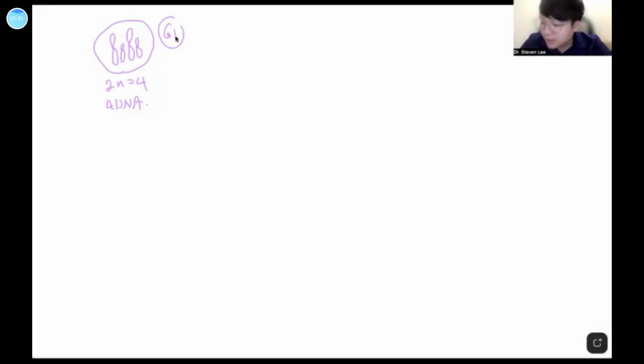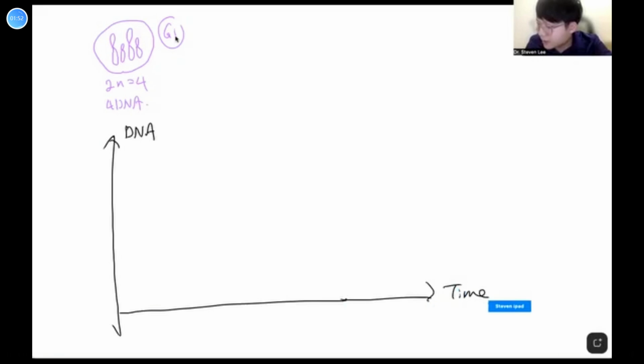Now I want to put it in graph form, in which the y-axis is the DNA number and the x-axis is the time, or the phases. In the very beginning, the line is definitely going to be at 4, so it will be here. The phase we are in at the moment is G1.